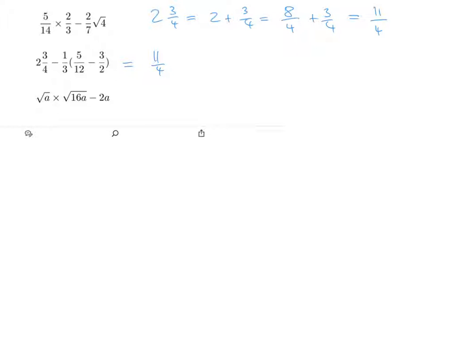This was the first term here. Minus, and now I'm getting rid of the bracket, minus 1/3 times 5 divided by 12. And now we have to be very careful, because this minus times minus is actually plus. So plus 1/3 times 3 divided by 2. Now I can simplify this a little bit. So 11 divided by 4 minus, what is this here? This is 5 divided by 36 plus, and I can erase the 3 here, plus 1/2.